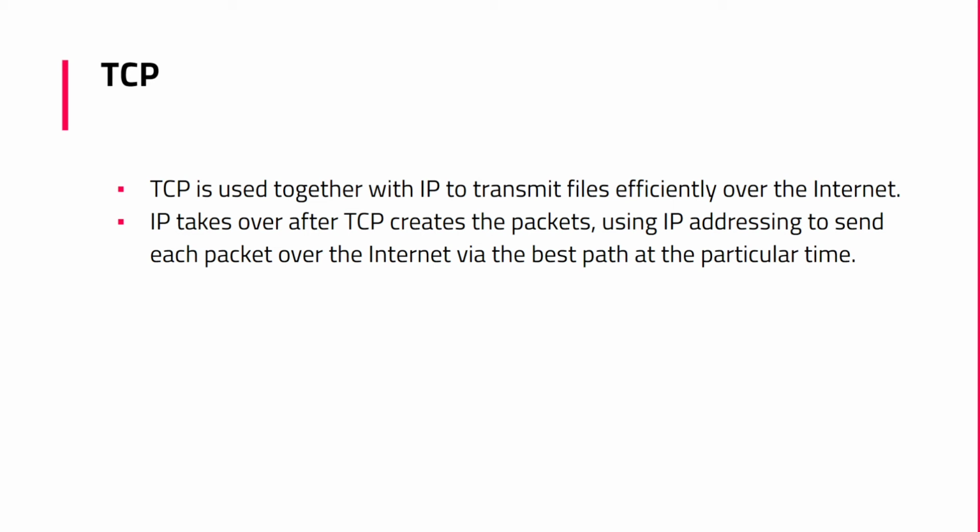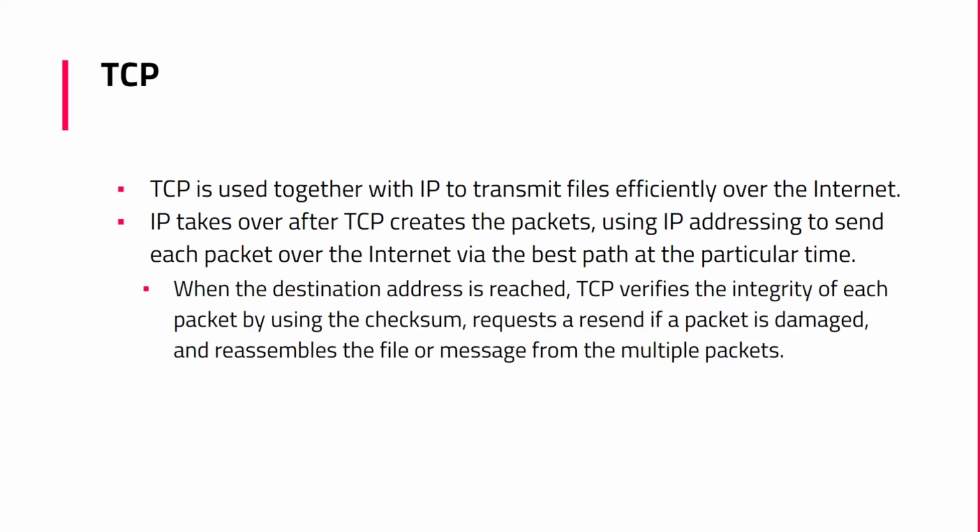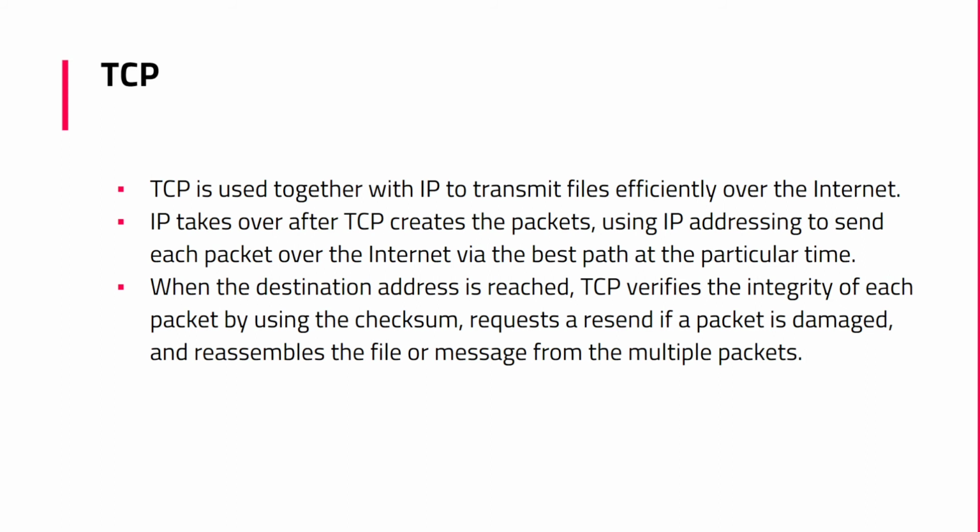IP takes over after TCP creates the packets. So after TCP says, I've ripped it up, I made all these packets, IP now says, here's where it's going to go, okay? So when the destination is reached, TCP verifies the integrity of each packet using the checksum. And if it's broken or I got a bad packet, then TCP says, hey, give it to me again. Give me that copy again because you gave me a terrible packet and it's broken.